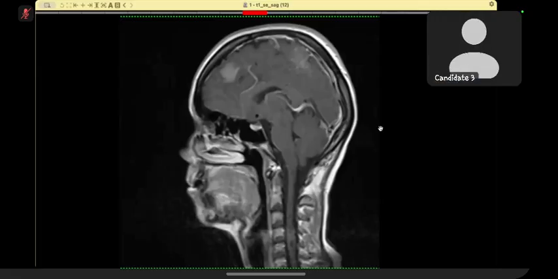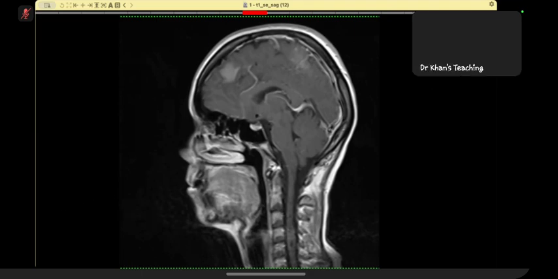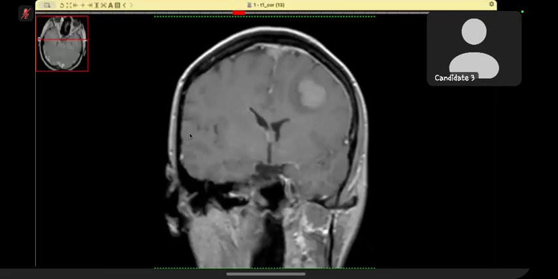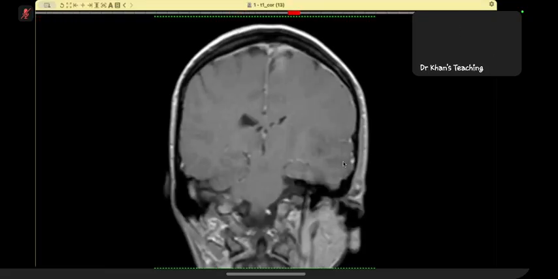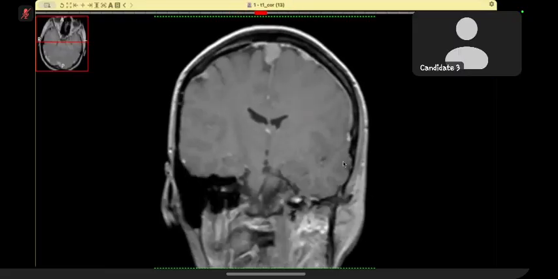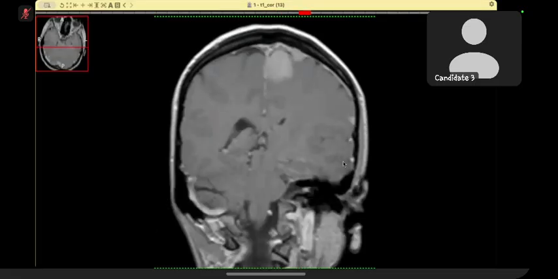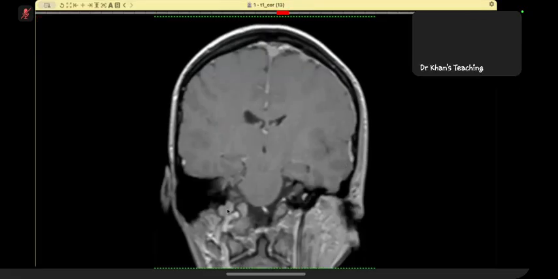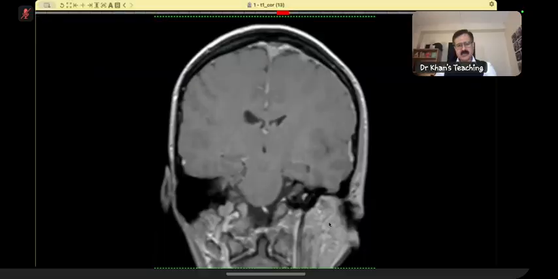Sir, I am concerned on the right side, right CP angle. An enhancing lesion is also appreciated. But you did not point it out to me on the coronal. Where is it? Sir, this area is concerning. This is not the CP angle.